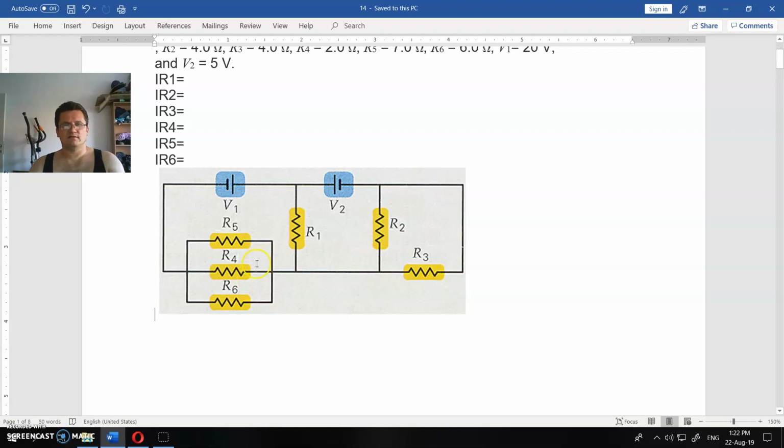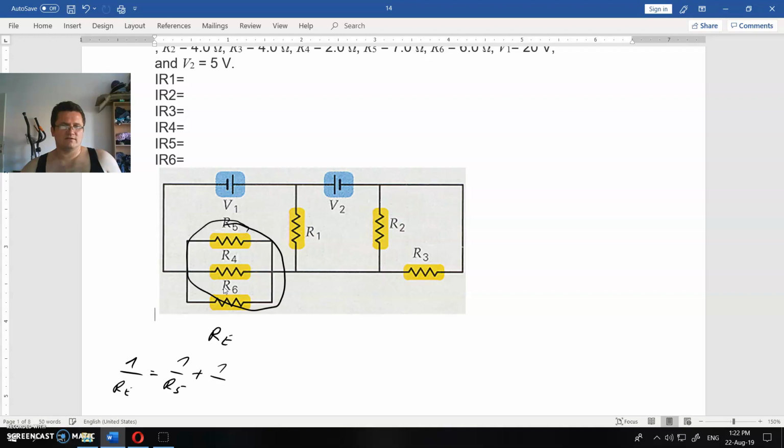But before we start, first we're going to calculate the equivalent resistance for those 3 resistances, and we're going to replace them all for the start. Of course we will replace them all by RE, the equivalent resistance, and it's calculated as RE is 1 to R5 plus 2 R4 plus 1 to R6.